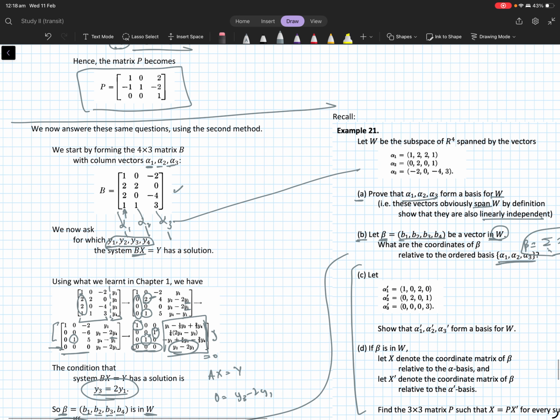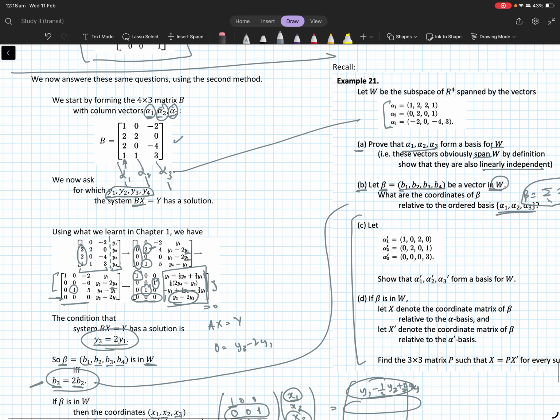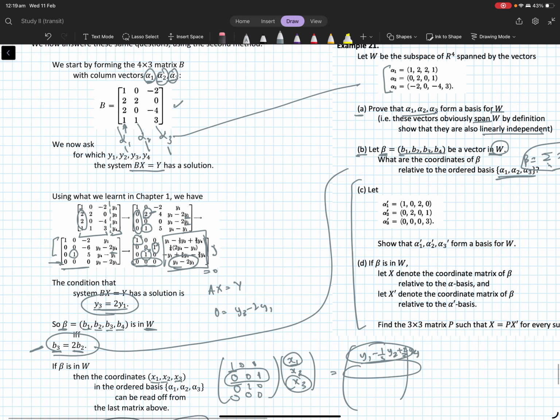Now we're going to use the same procedure that we described. We're going to first write the matrix B, which is just a bunch of column vectors. So we write alpha 1, alpha 2, alpha 3 as column vectors. Remember, these are the alphas, so we put them as column vectors as shown. And now we're asking for which y's the following system has a solution. Okay, so how do we do this? Recall from chapter 1, the procedure was as follows: you write down the augmented matrix, right?